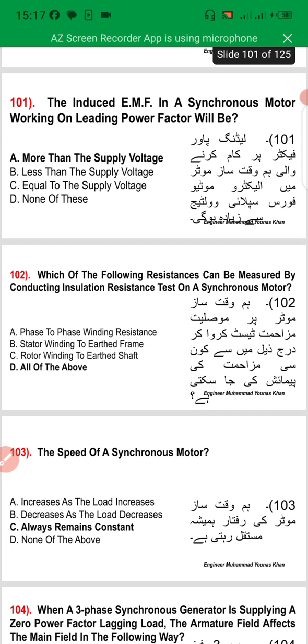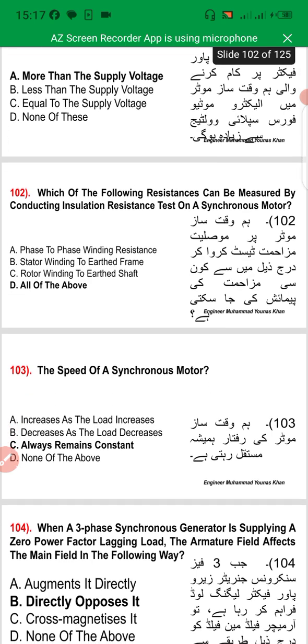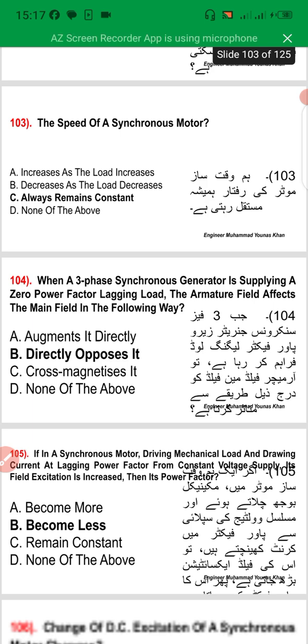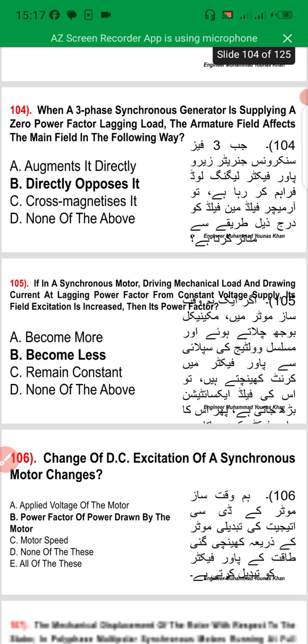The induced EMF in a synchronous motor working on leading power factor will be more than the supply voltage. Which of the following resistance can be measured by conducting insulation resistance test on a synchronous motor? Phase-to-phase winding resistance, stator winding to earth frame, rotor winding to earth to shaft. All of the above.